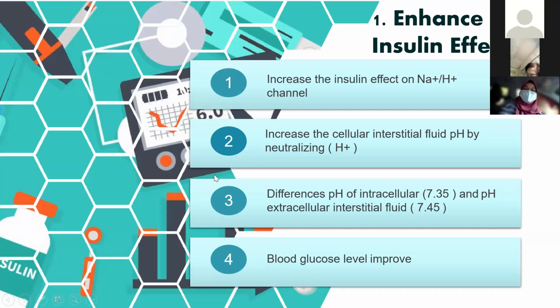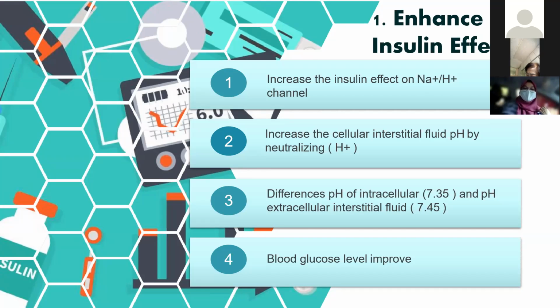So how can they help? This is how the 4 major steps affect insulin. Reducing electrotherapy will increase the effect on sodium and increase the cellular interstitial fluid, which is your cell body. You can see the differences between pH, intracellular is 7.35 and extracellular is 7.44. When these 3 factors happen, your blood glucose level will be improved. Remember the pancreas produces insulin. So this is what insulin does inside our body.